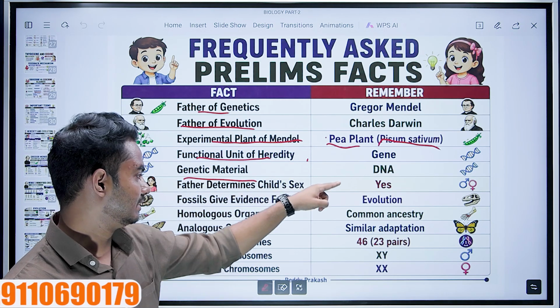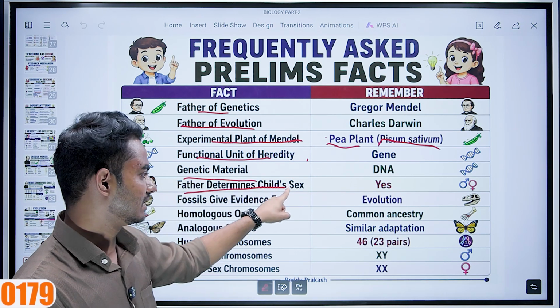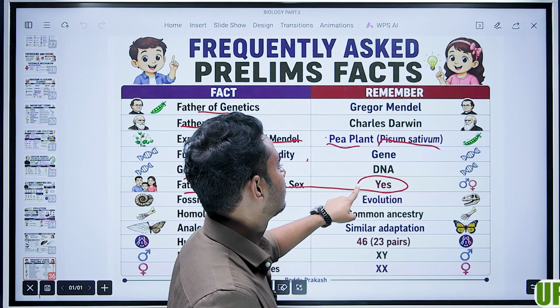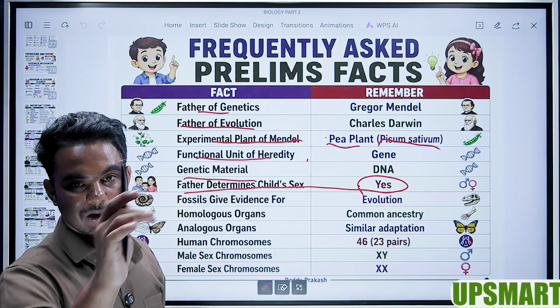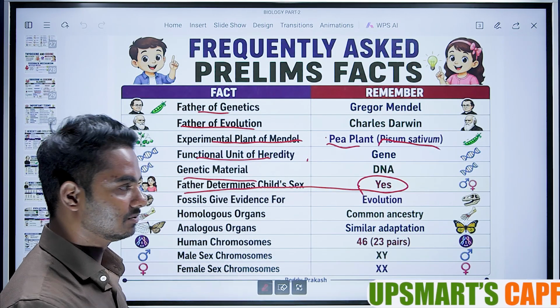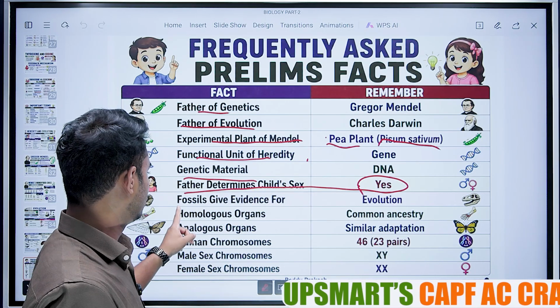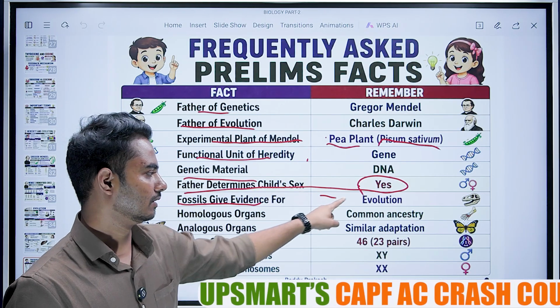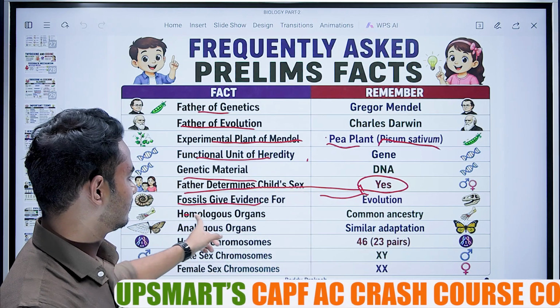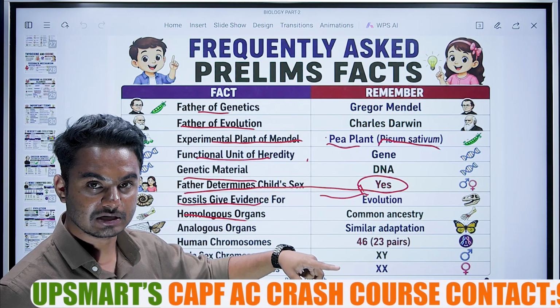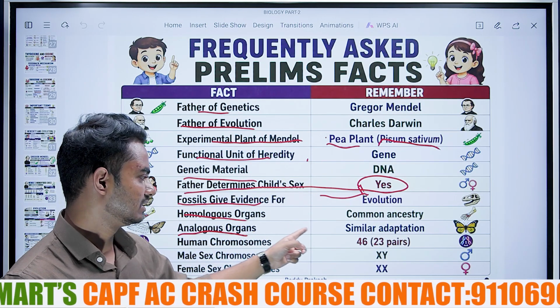Genetic material is DNA. Father determines child sex. Does he determine? Yes, sir. Because gametes will pass from the father also, sir. Not just mother. Easy. Fossils give evidence for evolution. Homologous organs: common ancestry, divergent evolution. Analogous organs: similar adaptation.